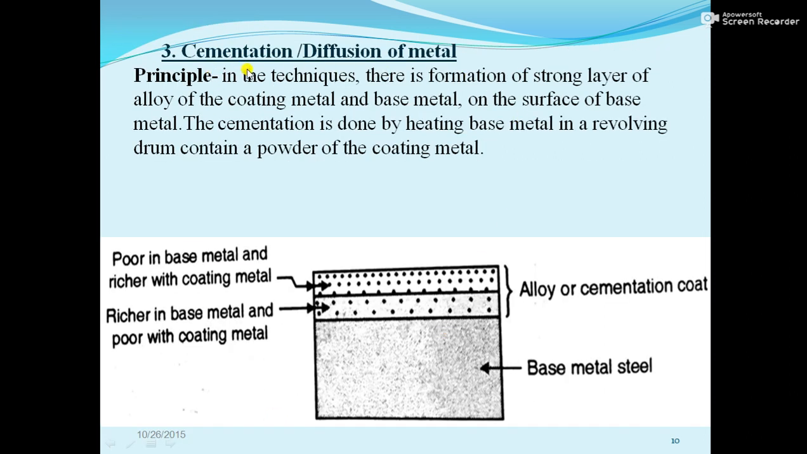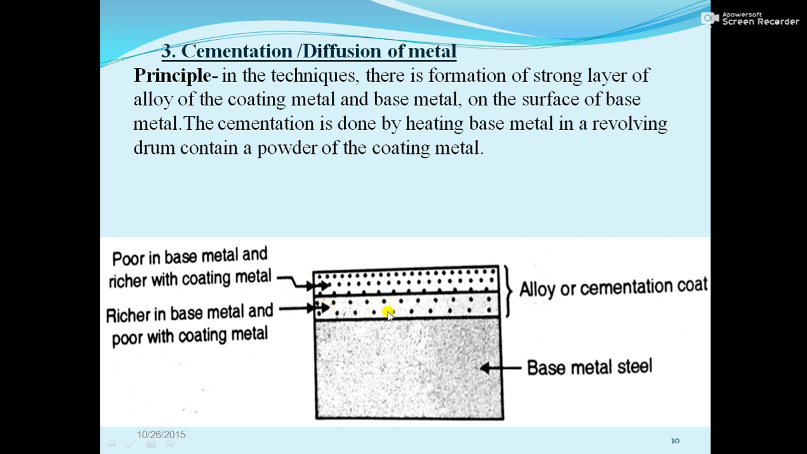Then the third process is cementation or diffusion of metal. What is cementation? Cementation is obtained by heating base metal in a revolving drum containing a powder of coating metal. So the powder coating metal diffuses into the surface of base metal and it results in the formation of an alloy of the coating metal and base metal on the surface of the base metal.